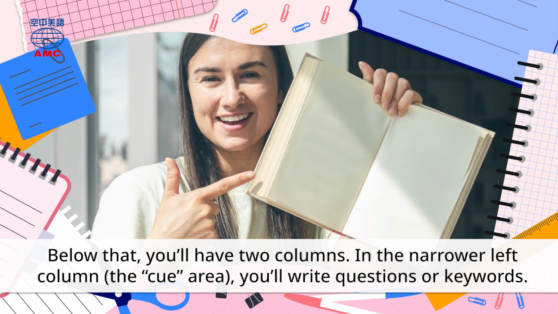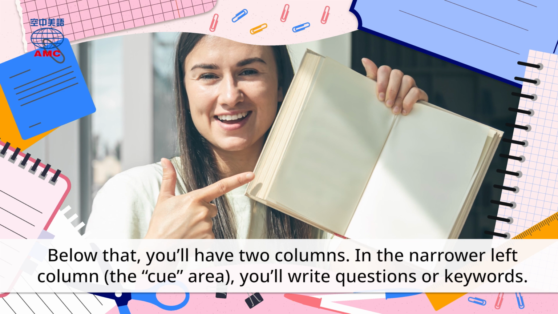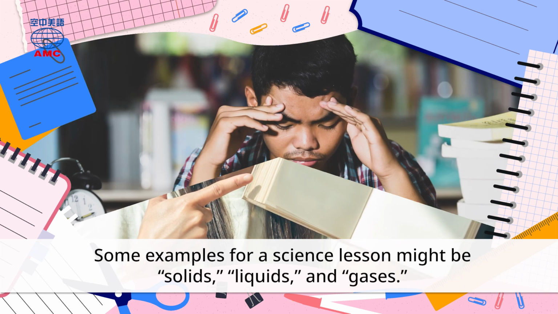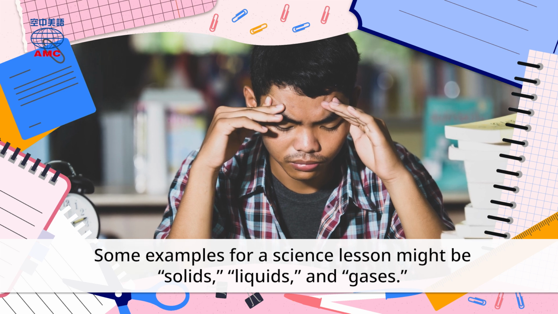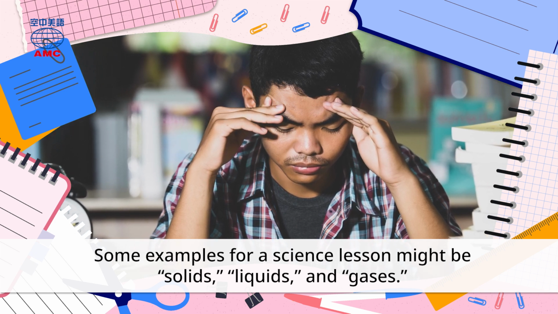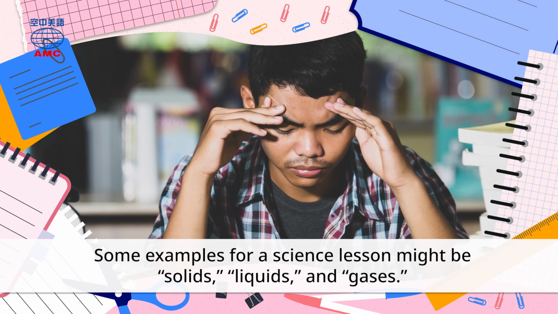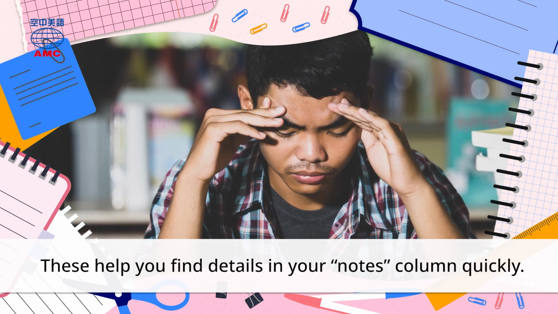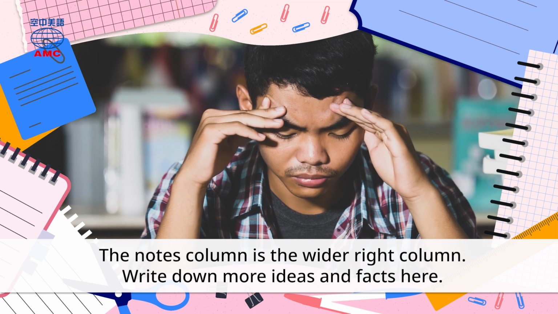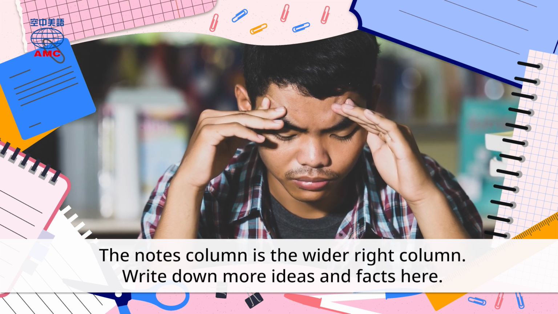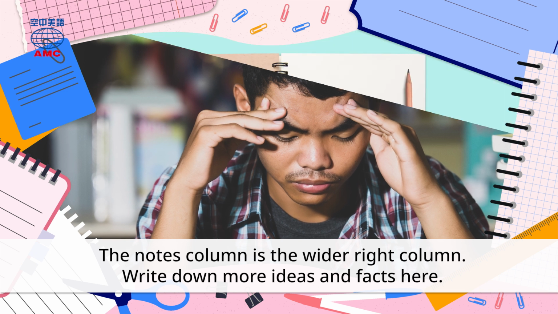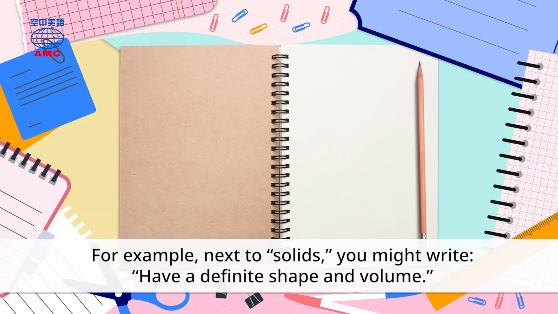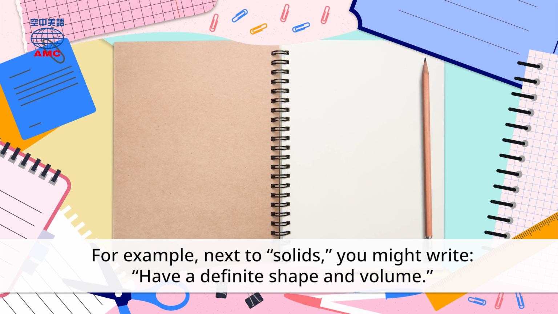In the narrower left column, the Q area, you'll write questions or keywords. Some examples for a science lesson might be solids, liquids, and gases. These help you find details in your notes column quickly. The notes column is the wider right column. Write down more ideas and facts here. For example, next to solids, you might write, have a definite shape and volume.